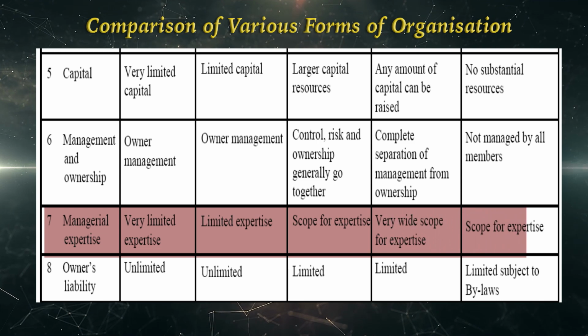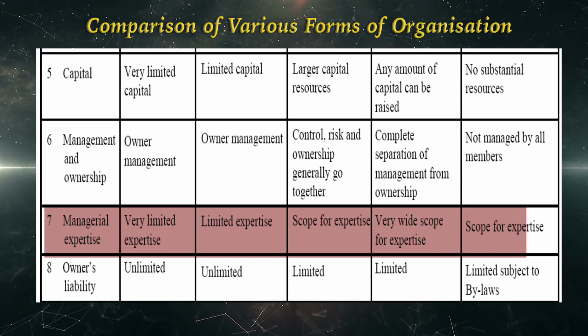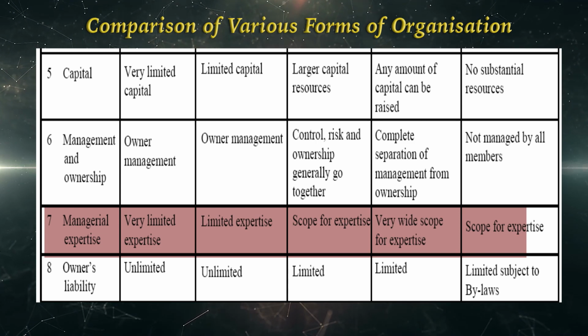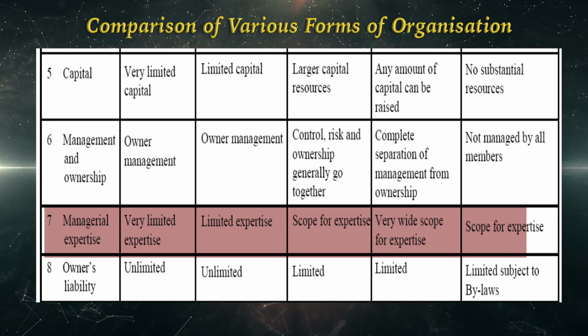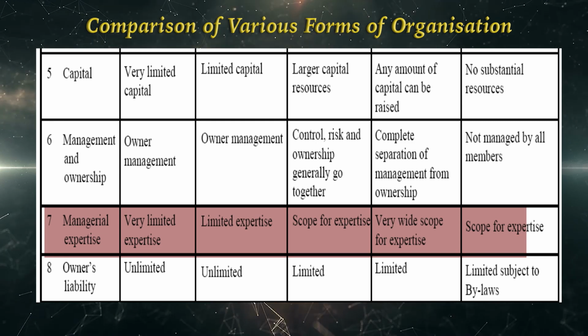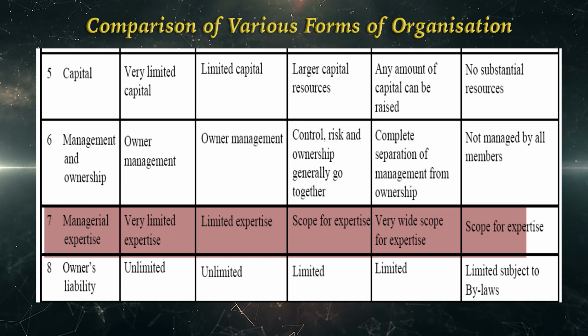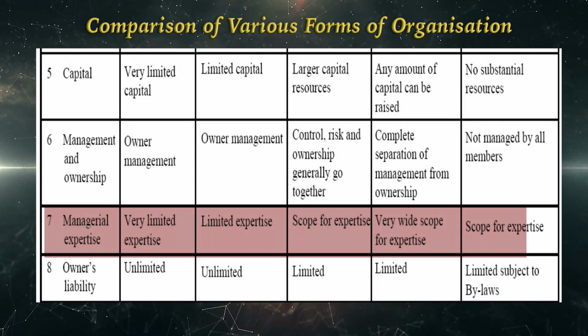Next is managerial expertise. Obviously, in sole proprietorship, it is very limited. Under partnership, there is limited expertise. Under private limited company, there is scope for expertise, and under public limited company, very wide scope for expertise, and under cooperative organization, there is scope for expertise.